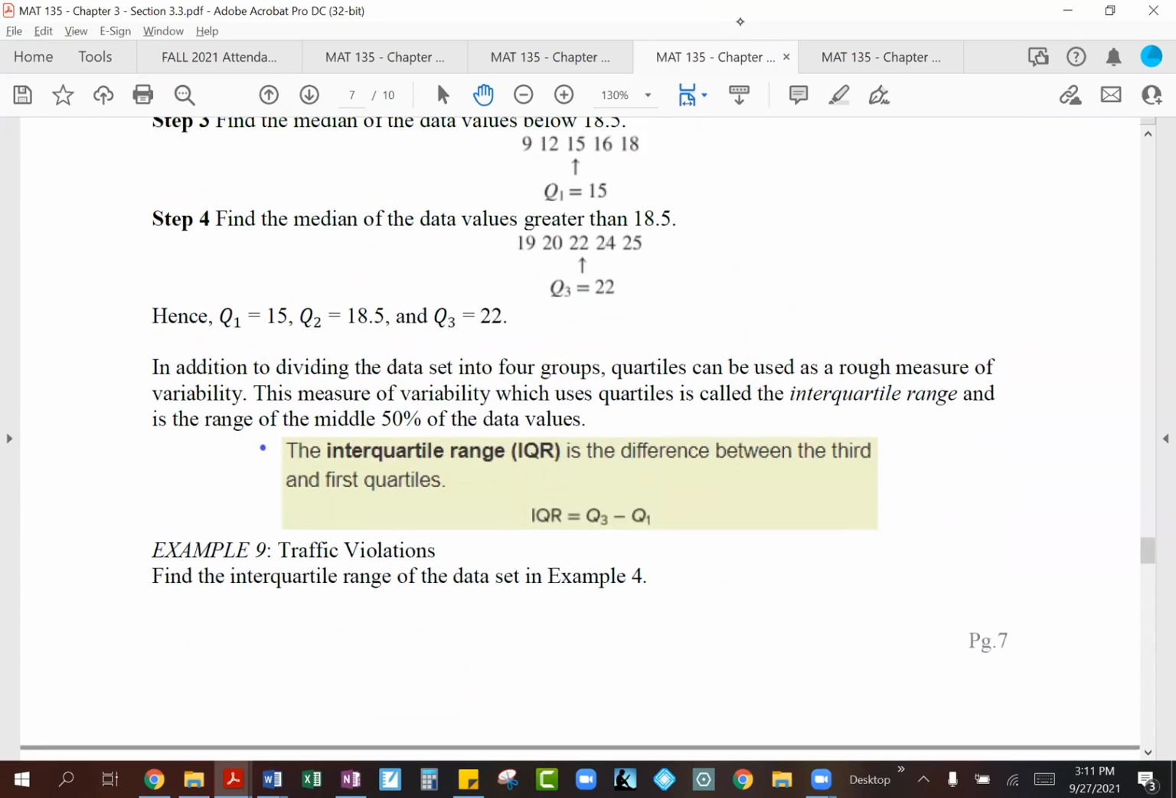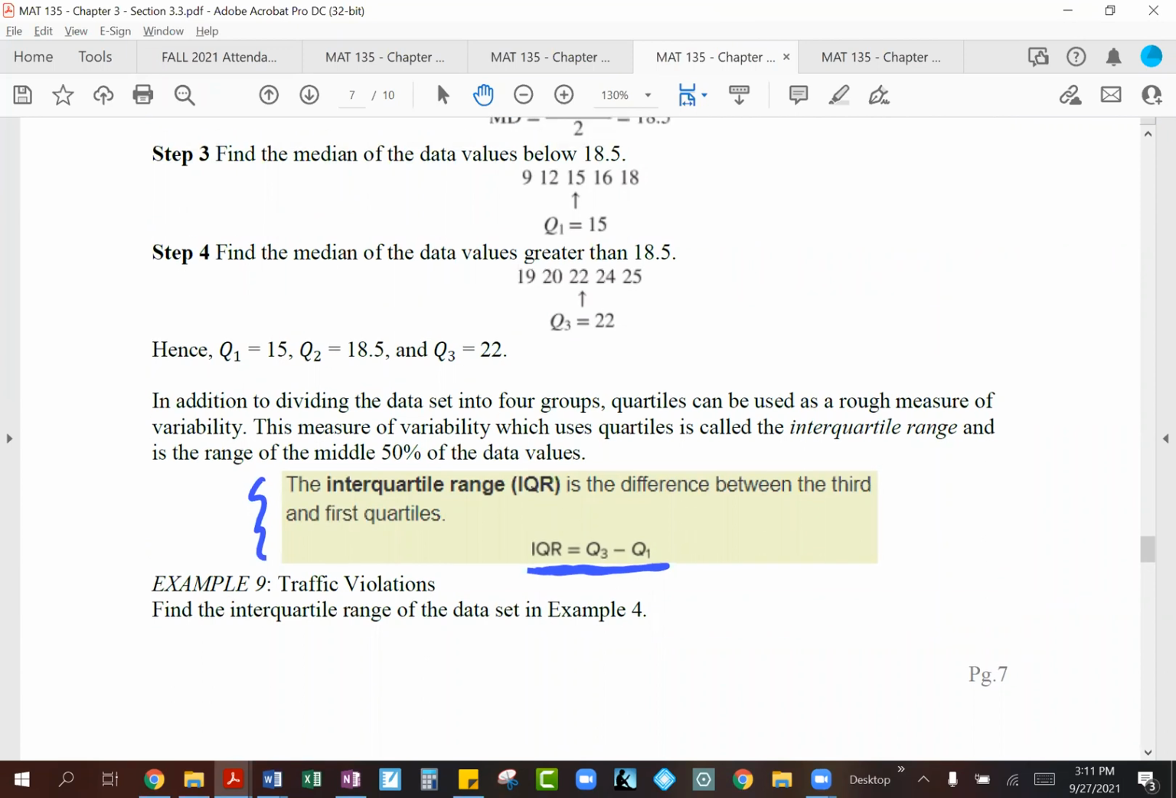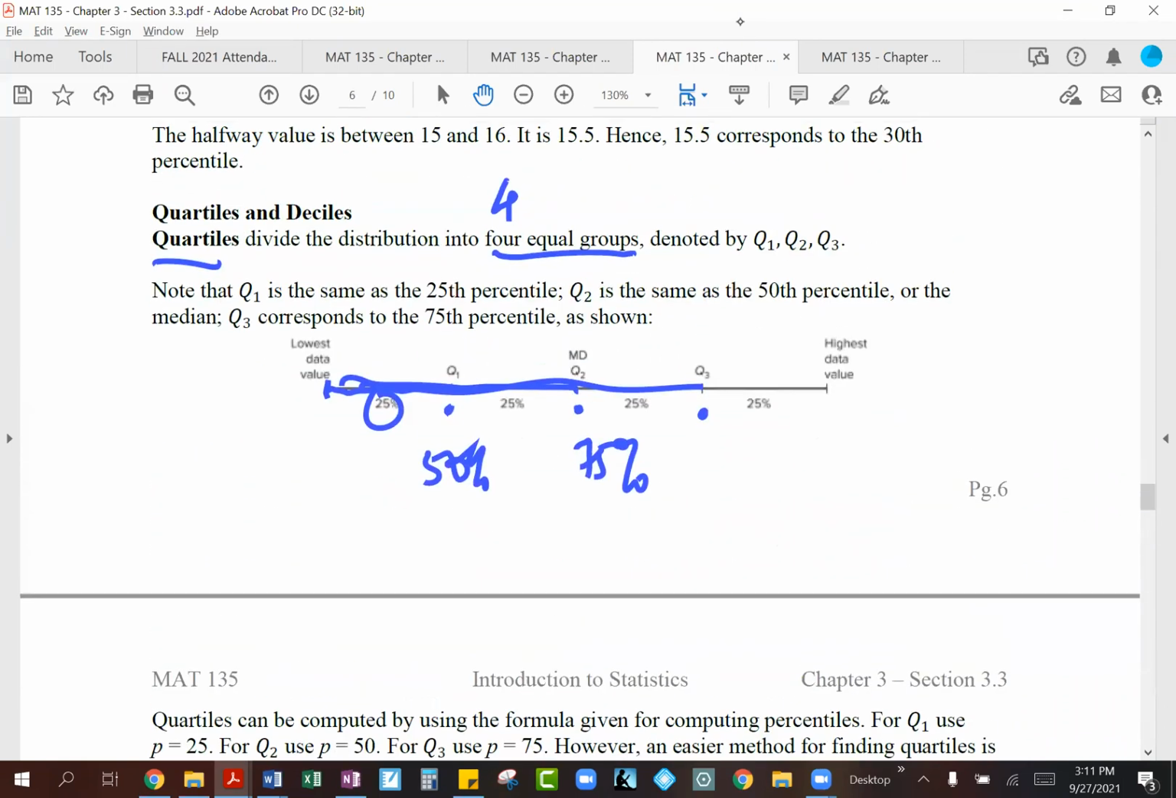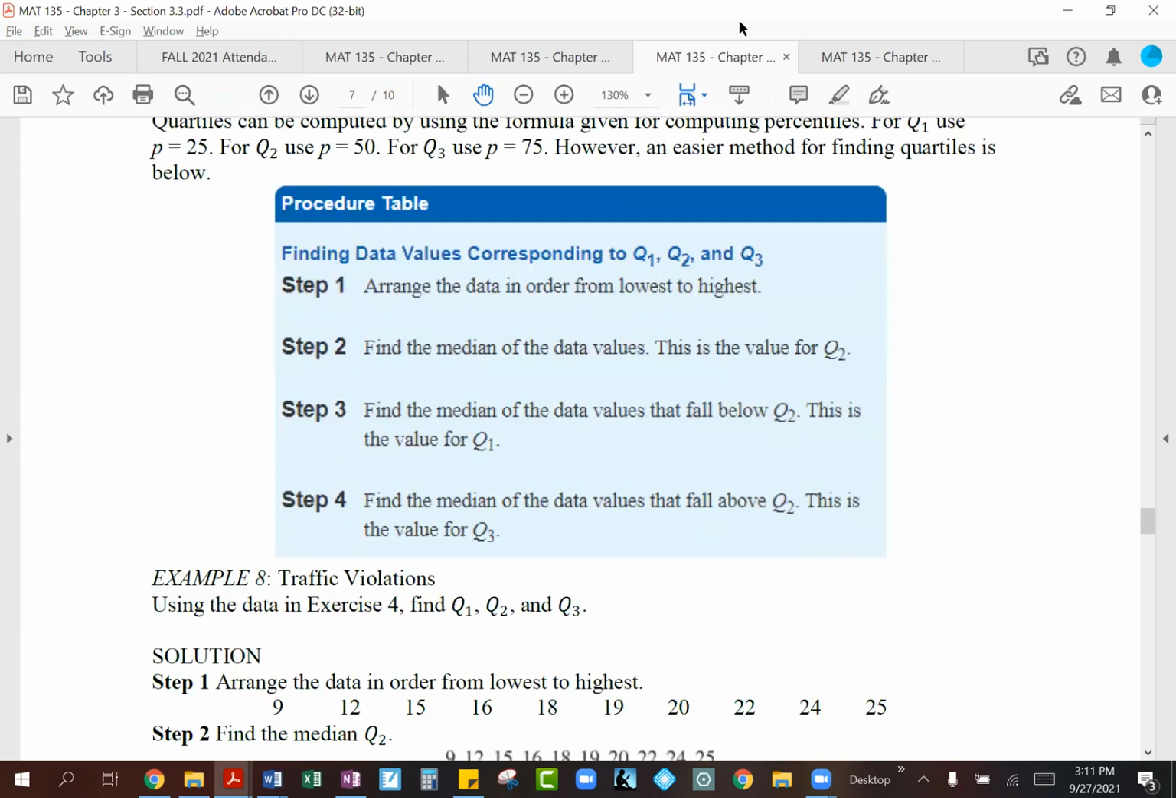Now, this is something very interesting. We talk about the interquartile range. So we're basically saying if you take the difference between quartile 3 and quartile 1, it will tell you what percentage of your data is going to fall in that middle. As you can imagine, if we're taking the difference between quartile 1 and quartile 3, that's going to be from here to here. And that's going to be 25 plus 25, 50% of your middle data values.